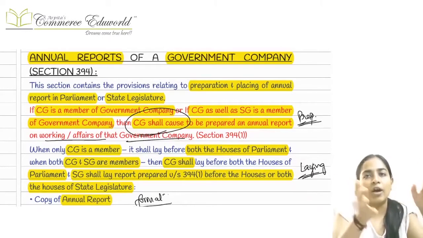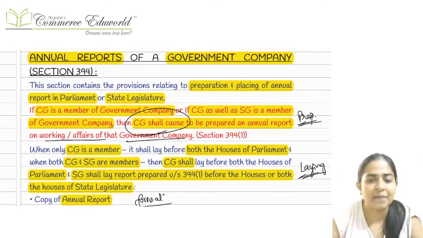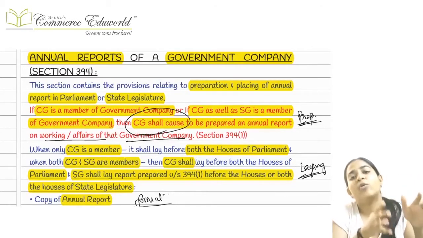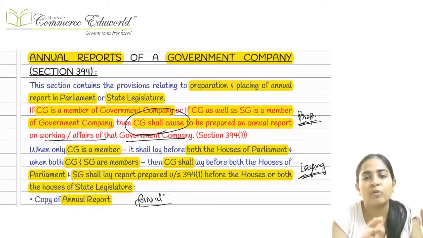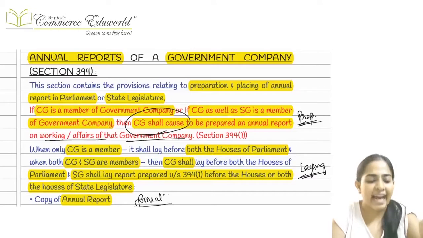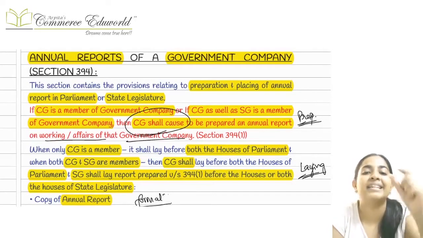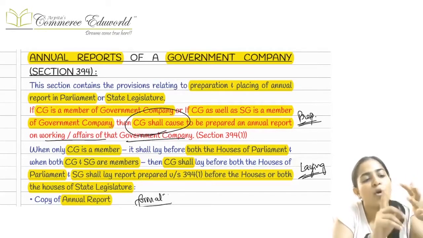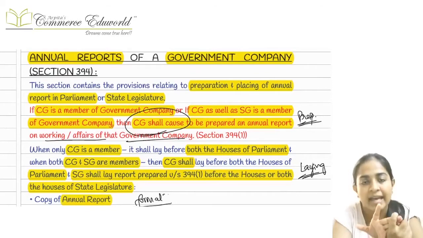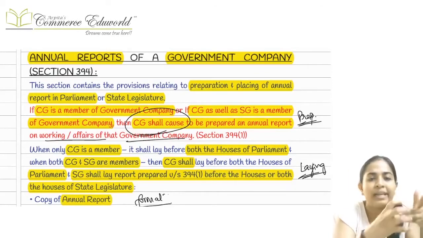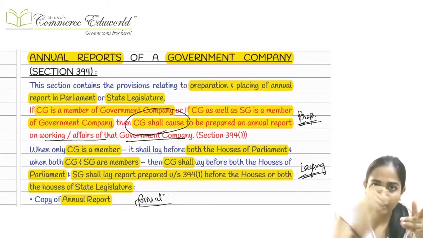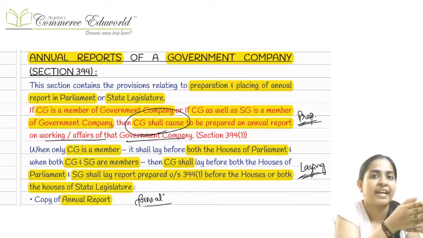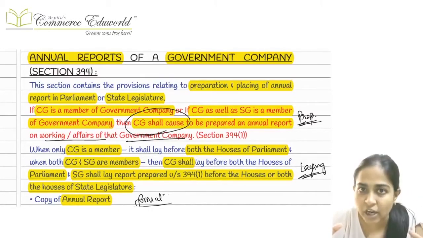I am making three imaginary bifurcations. First of all, a government company where only the central government is having the holding. In that case, the CG is going to prepare this annual report, which is a booklet consisting of the annual report, audit report, and the CAG's comment. All these three things cumulatively we can call an annual report or a booklet. This will be prepared by the central government only, because here the shareholding is only of the central government.